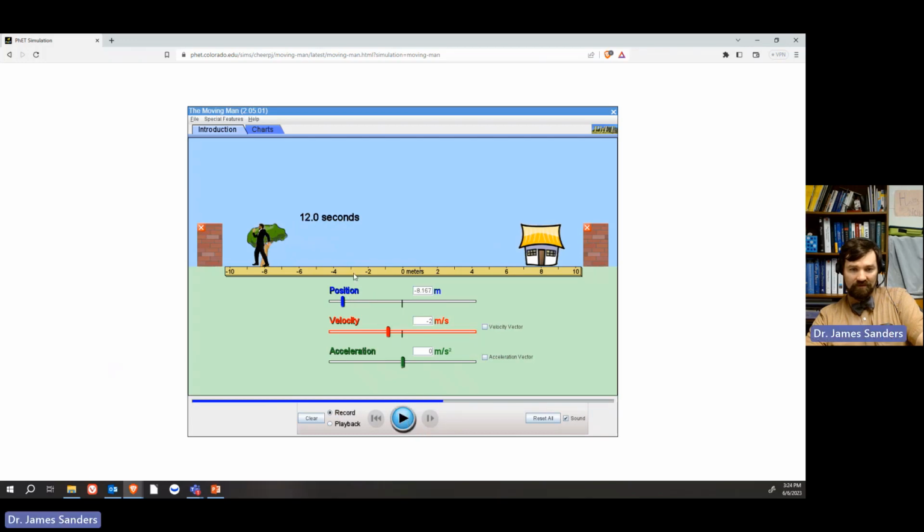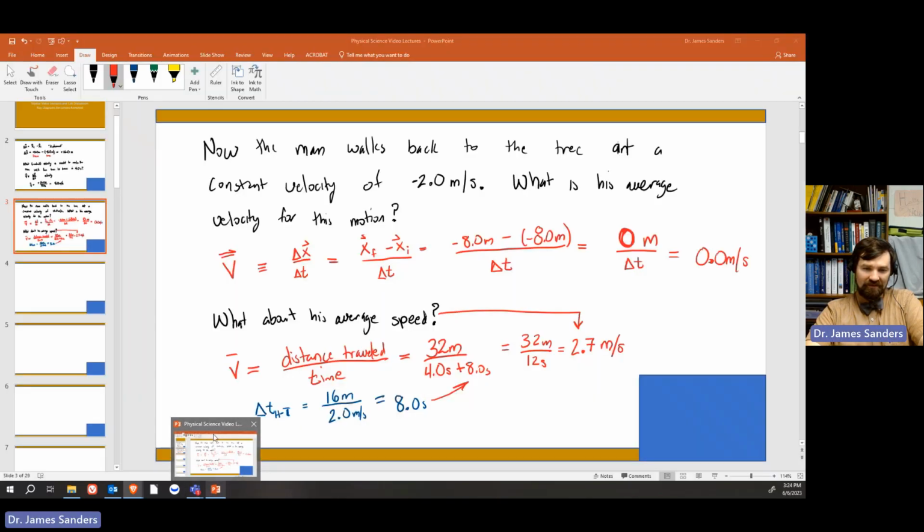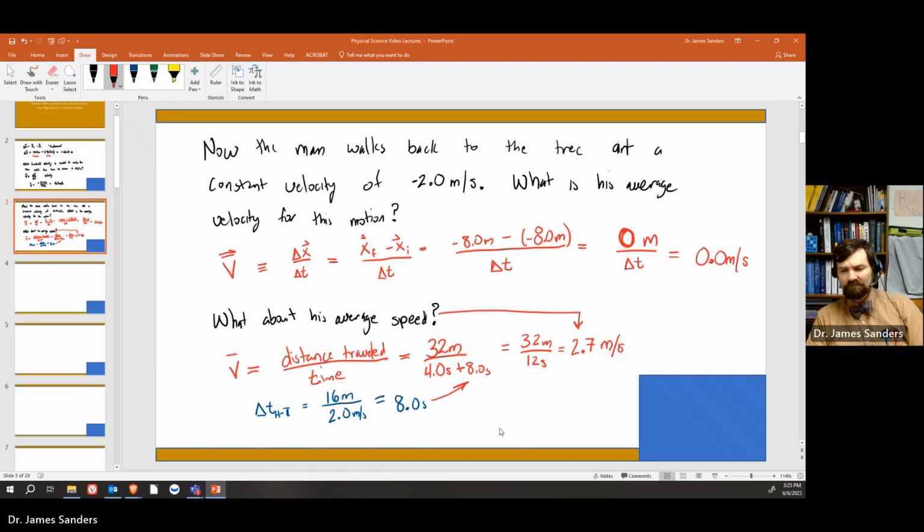There we are. So here's 12 seconds. He's just basically passing the tree at 12 seconds. He was maybe not quite entirely all the way to the house when we started, but he was close enough. So the simulation seems to agree with our math here, that it should take him about 8 more seconds to get back to the tree from the house. So, all right, there's 2 questions.